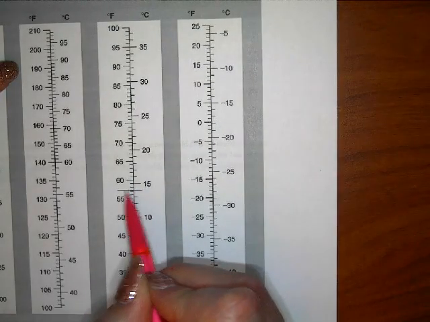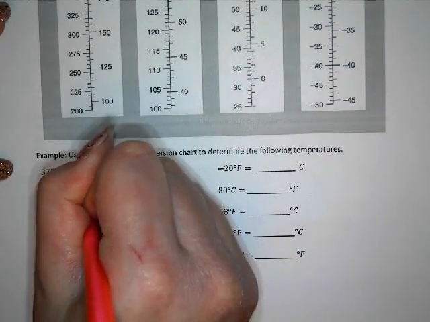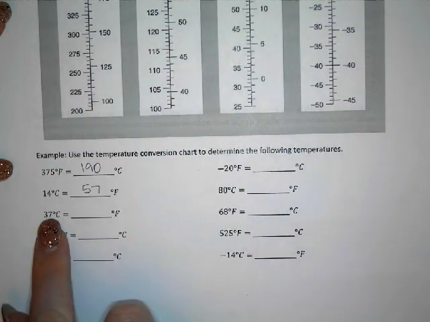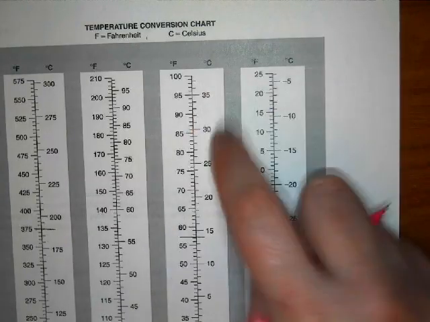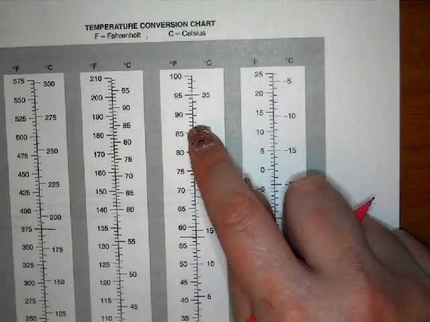37 degrees Celsius. So let me find the 37. So here's 30 to 35. These are going by 1s. 35, 36, 37 is right here. This is kind of in the middle, it looks like.